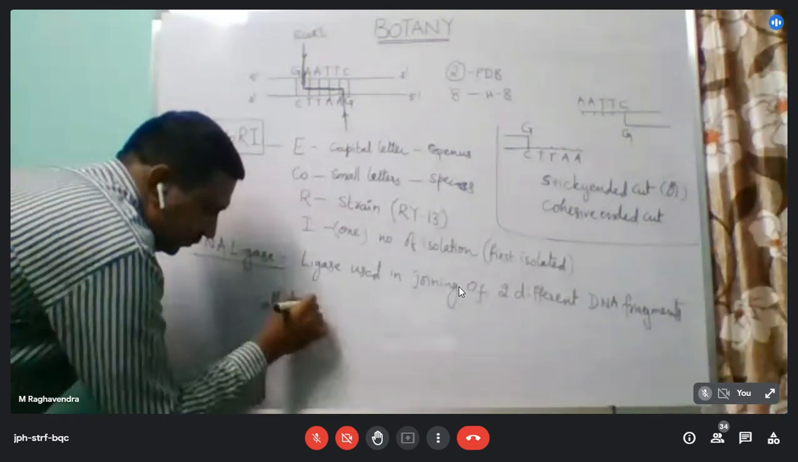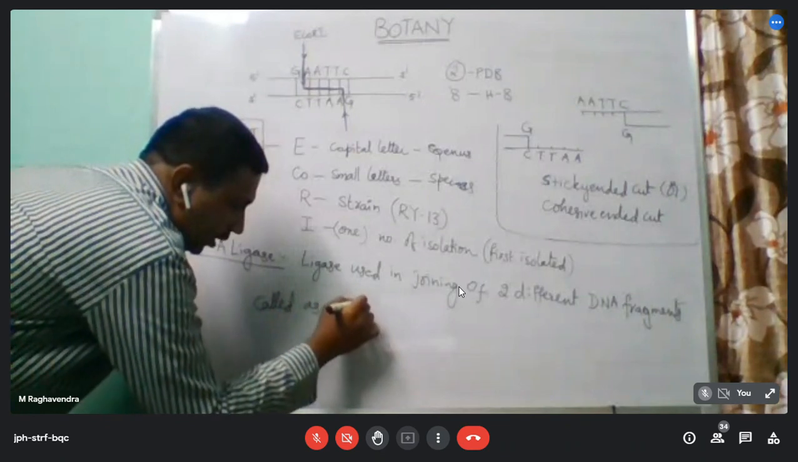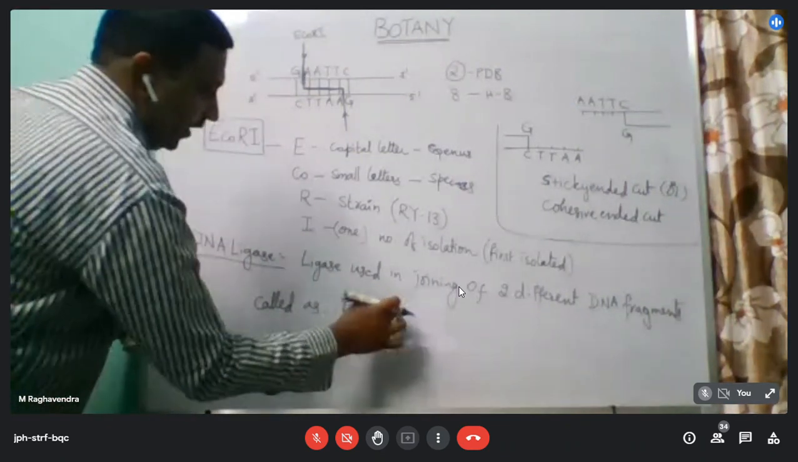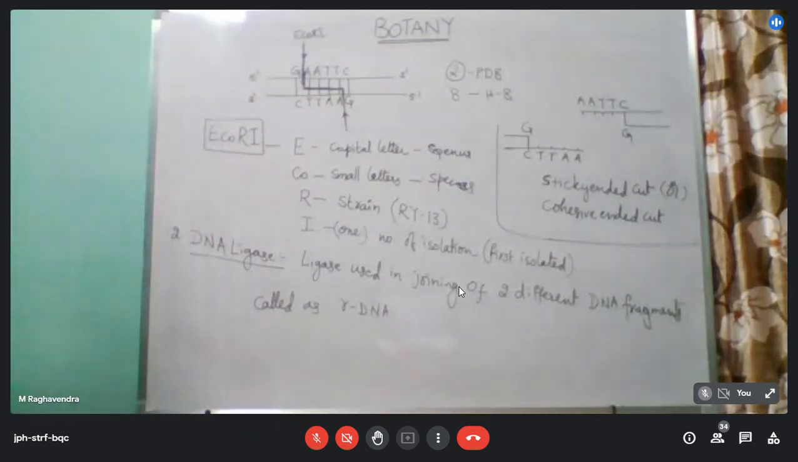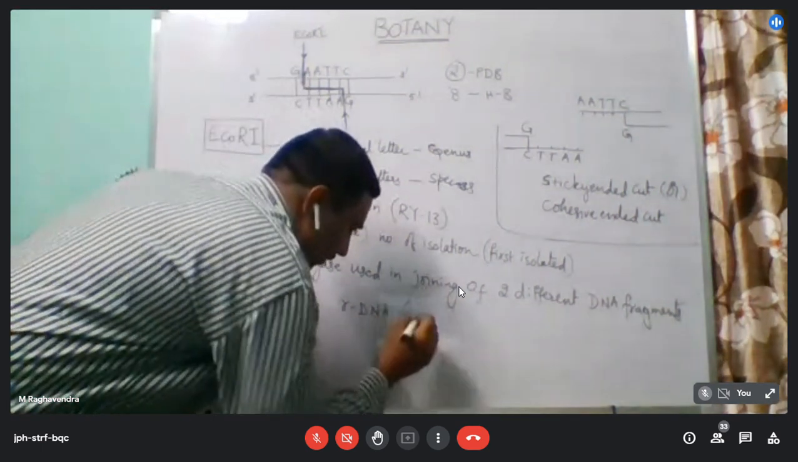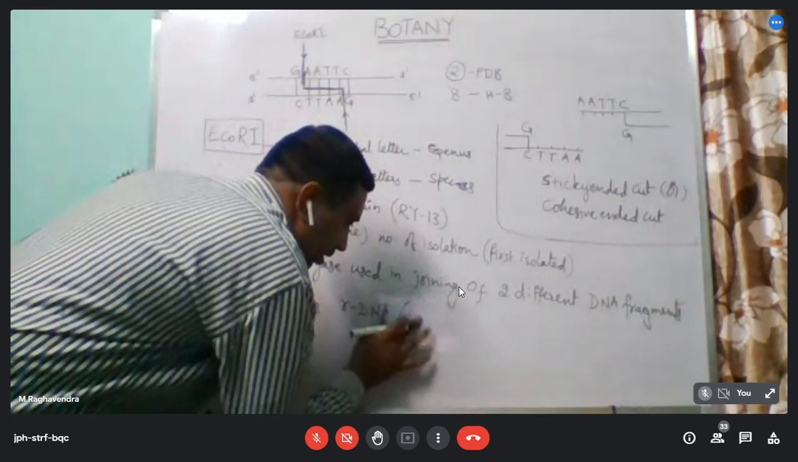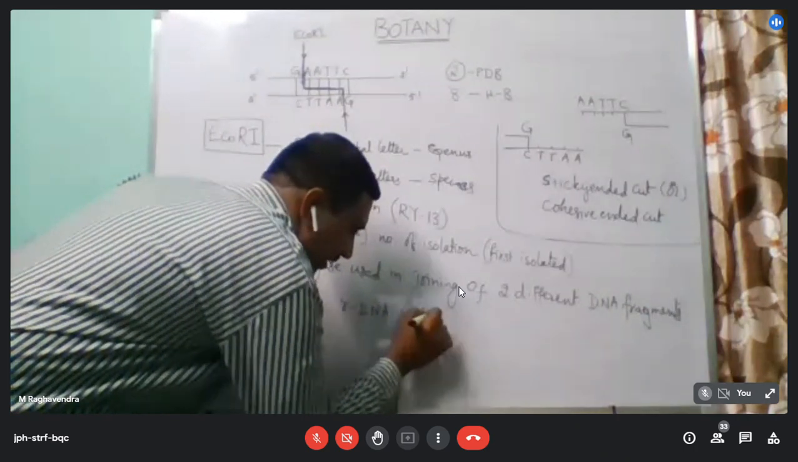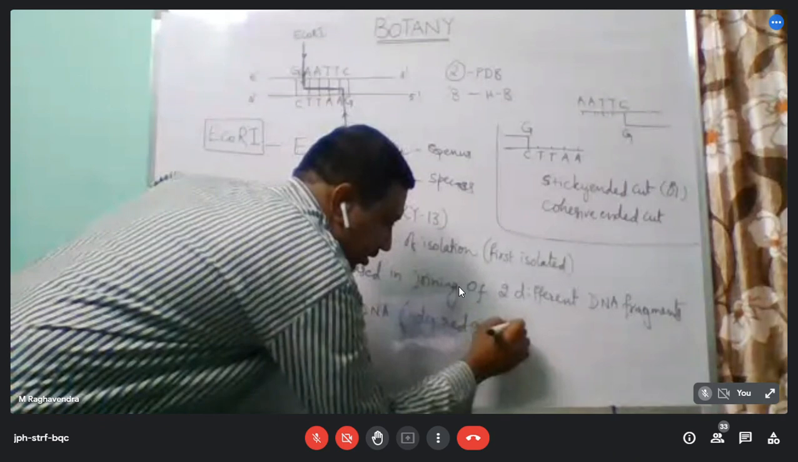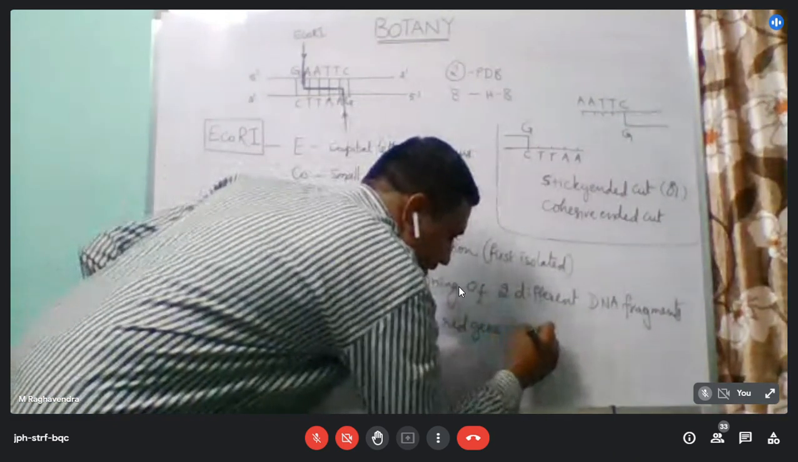called as a recombinant DNA. Right? So whenever two different DNA molecules are combined, that itself is recombinant. So for your understanding, I am writing here: adding desired gene with a vector.